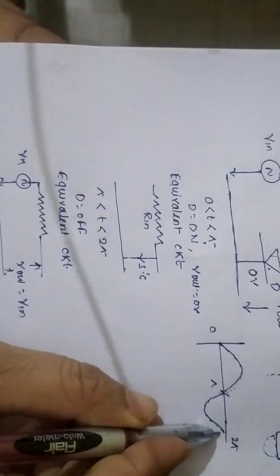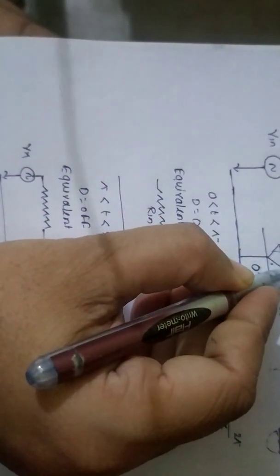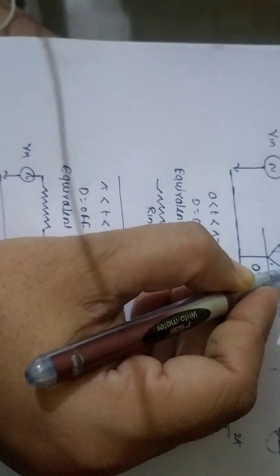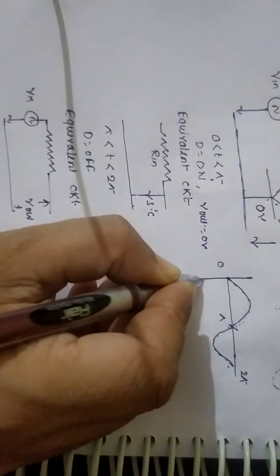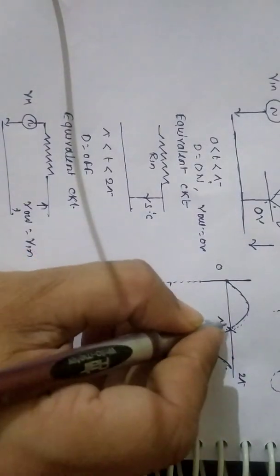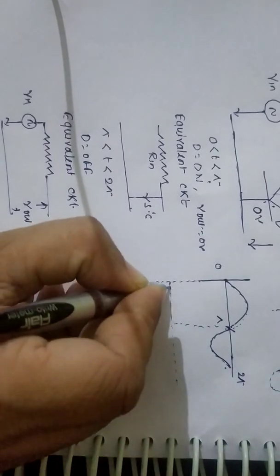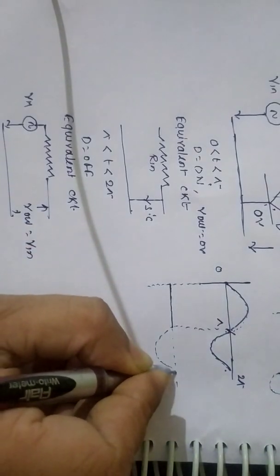From pi to 2 pi time interval, the voltage coming at the anode of the diode is less than 0 volt. Diode is in the off state. We have to replace the diode by open circuit. Now if I am going to draw the output waveform, this portion is going to be clipped. In the output I am getting this part only.